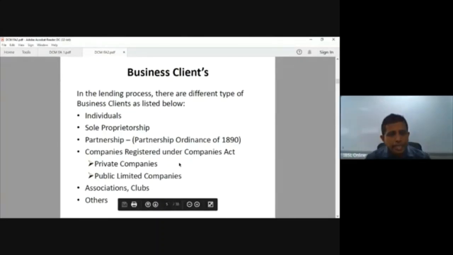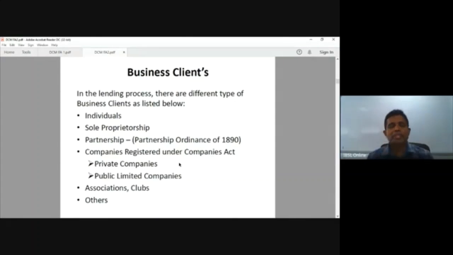In the lending process, we have different types of business clients. You know better than me. Individuals, then sole proprietorships, partnerships covered under the Partnership Ordinance 1890. Then companies registered under the Company Act, private limited company, then public limited company. We have associations, clubs, and other entities.